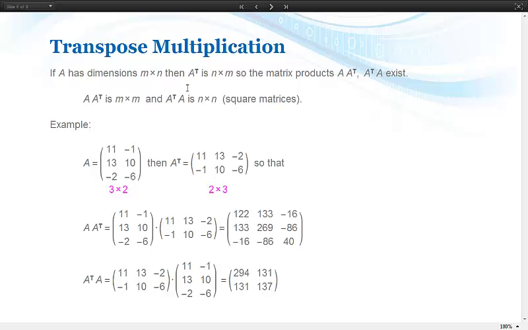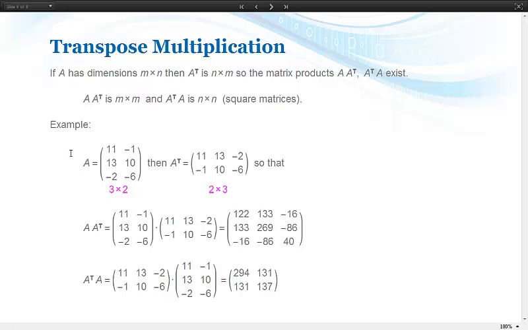And A transpose A is n by n because we start here, n by m times m by n, the middle dimension, m, cancels out, n by n. So generally they're not the same dimension, A A transpose and A transpose A, but they're both square matrices.